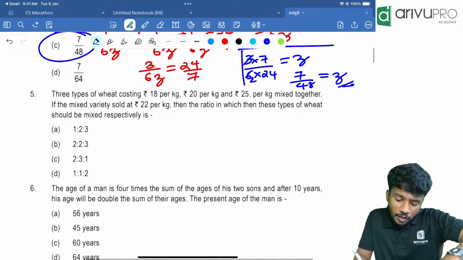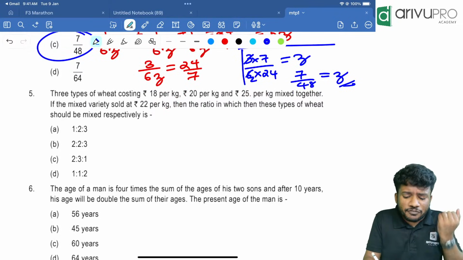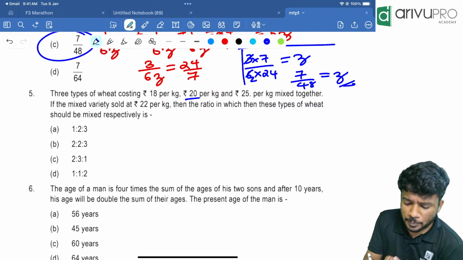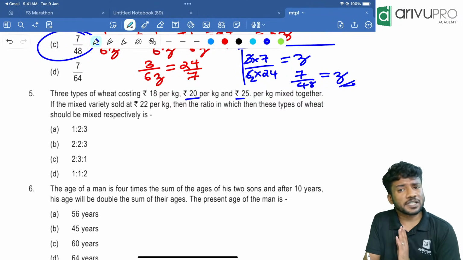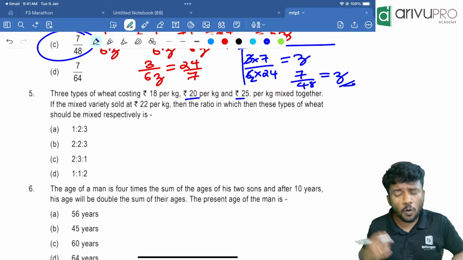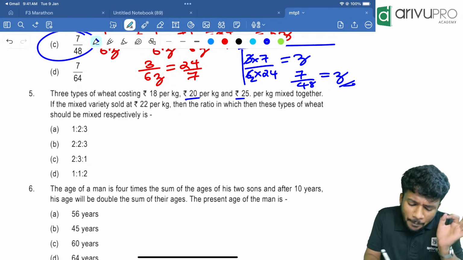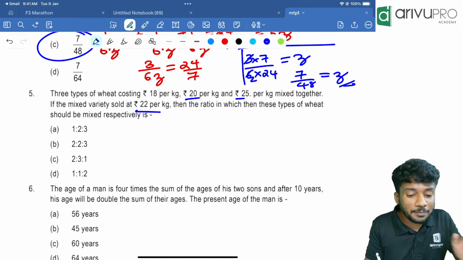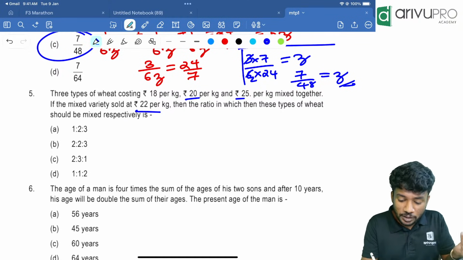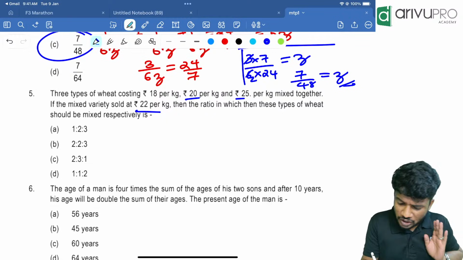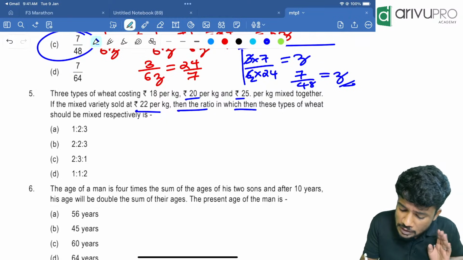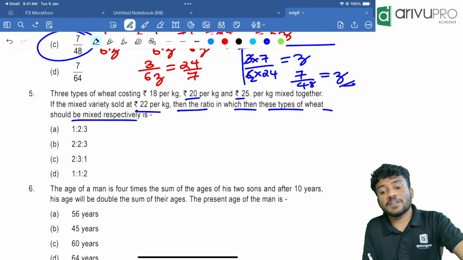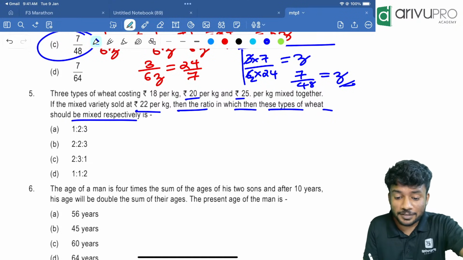Next one. Look here people, 3 types of wheat costing 18 rupees per kg, 20 rupees per kg and 25 rupees per kg are mixed together. We are mixing all of these together. If the mixed variety is sold at 22 per kg, that means the mixed variety is sold at what price now? 22 per kg. Then the ratio in which these types of wheat should be mixed respectively is how much? Is how much is the question?